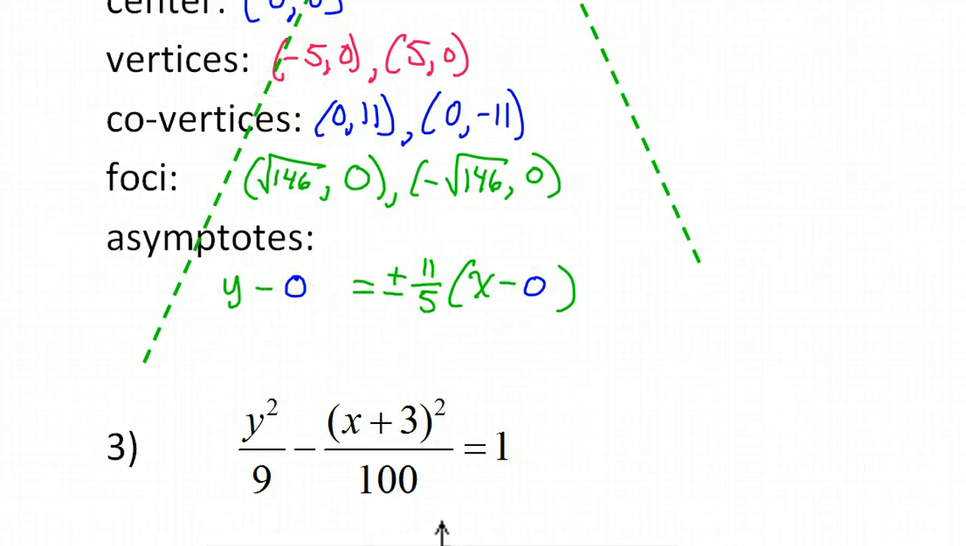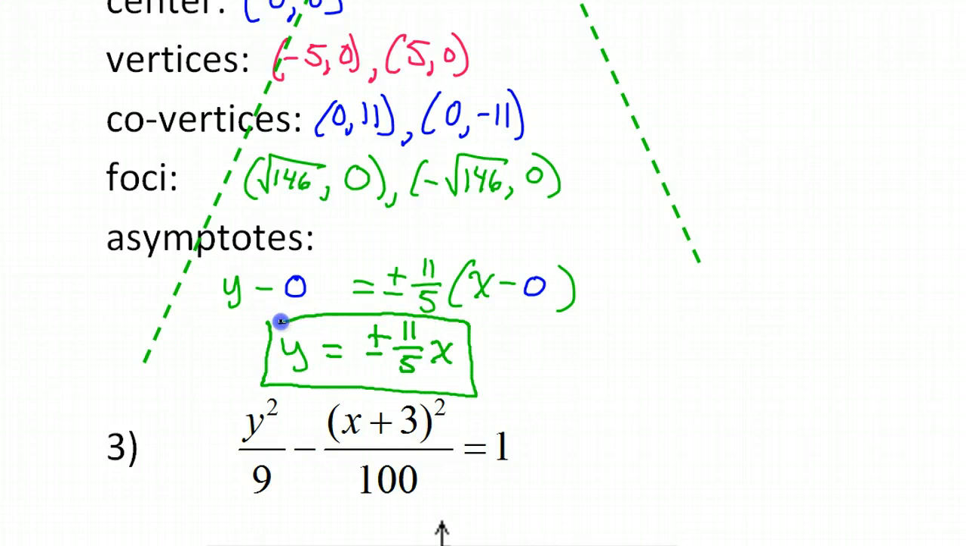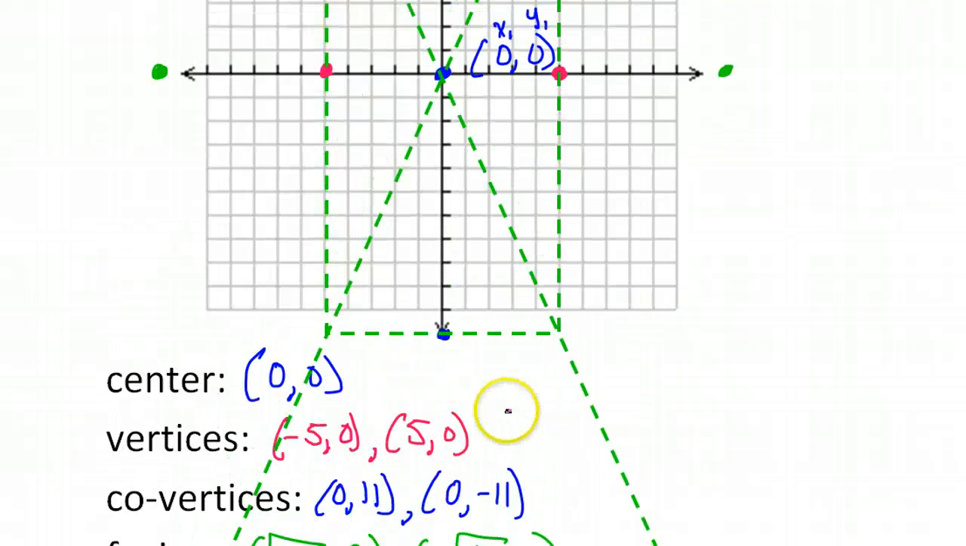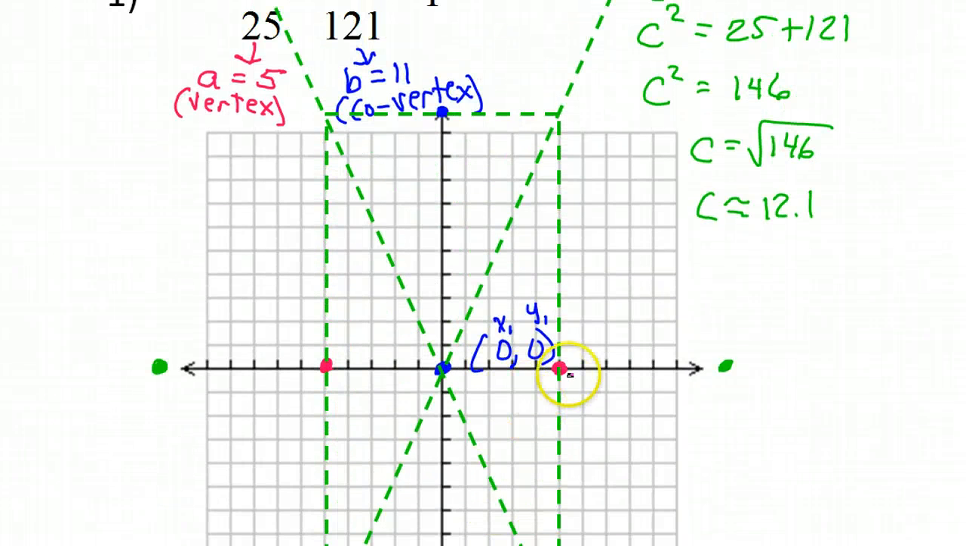So a more professional way of writing the equation would be to just write y equals plus or minus 11 over 5x. Asymptotes. All right, so we've filled in all the facts. All that's left is to do the graph.